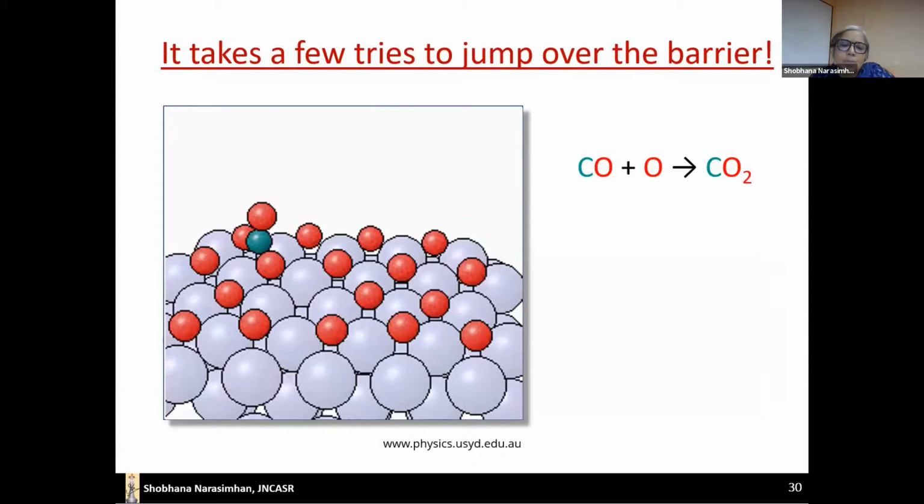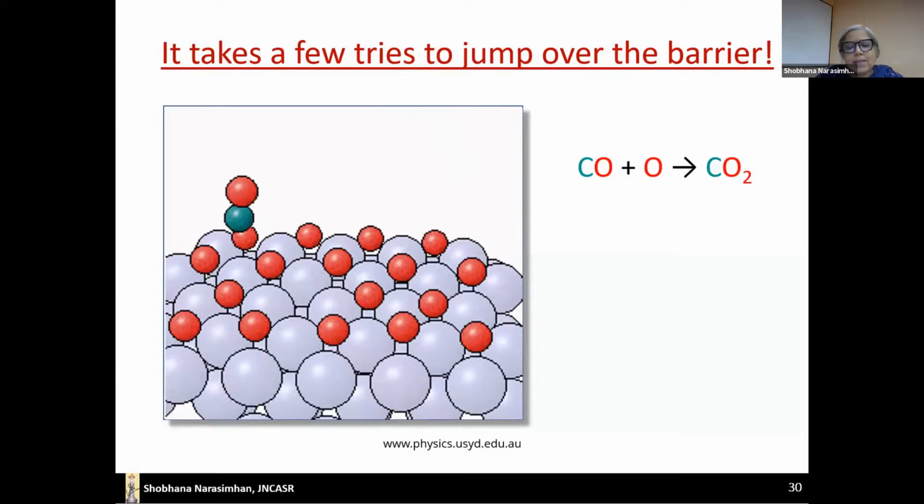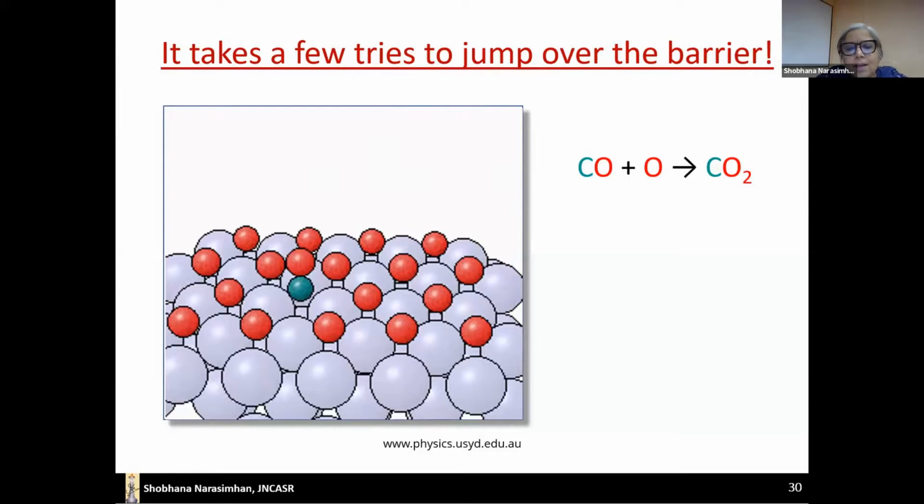This is showing another process. This is carbon monoxide oxidation. So let's watch it again. You see carbon monoxide coming down. There's oxygen on the surface. It's trying, finally it succeeds in picking up another oxygen and going off. So you see that you have to attempt it a few times before you succeed.